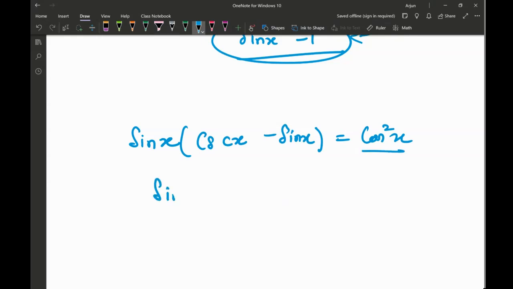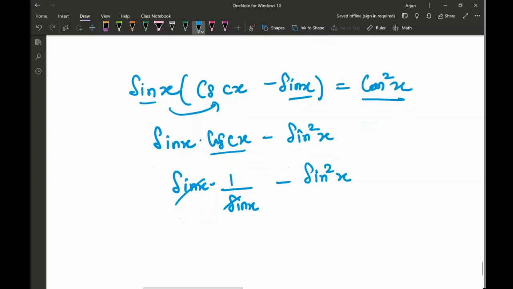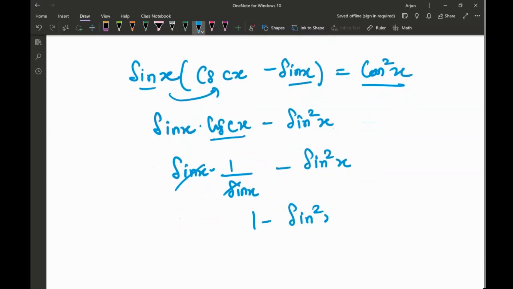How can I do that? So sine x, I'm going to distribute this inside. Sine x times cosecant x, CSC x, minus sine x times sine x, which is sine square x. So I can write this as sine x times, cosecant being 1 upon sine x, minus sine square x. This cancels out. So 1 minus sine square x, this will be equal to cos square x. So hence we proved that this is equal to cos square x. Left hand side is equal to the right hand side.